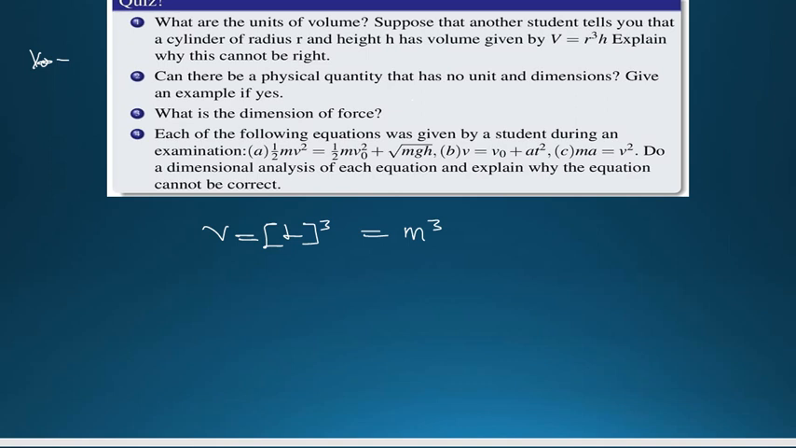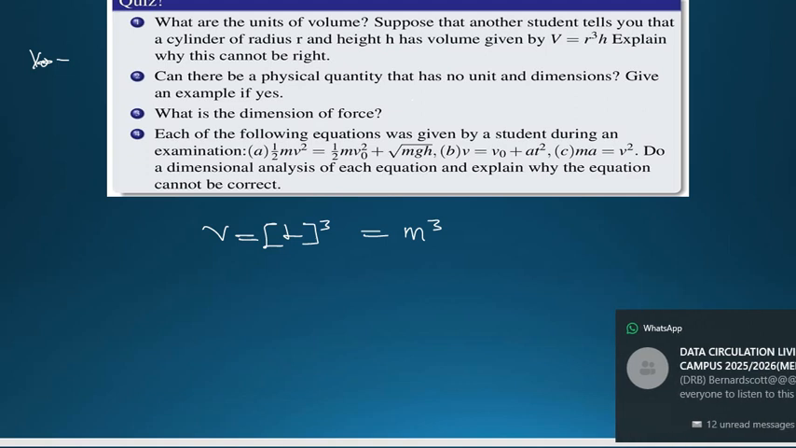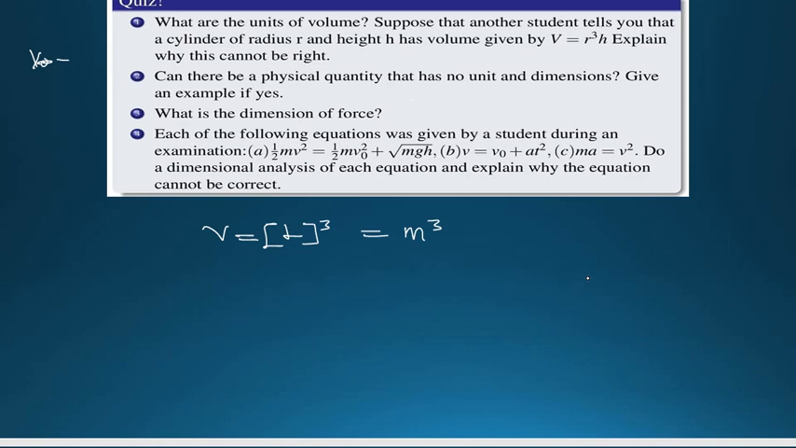So the other question you are now going to ask yourself is, suppose that another student tells you that a cylinder of radius r and height h has a volume given by this formula. This is the formula of that student. So you are asked, as a student who has learned dimensional analysis, how are you going to prove this student wrong? Using dimensional analysis, you are going to prove this using units. You know that the units on the left hand side, the units of V, are already cubic meters.